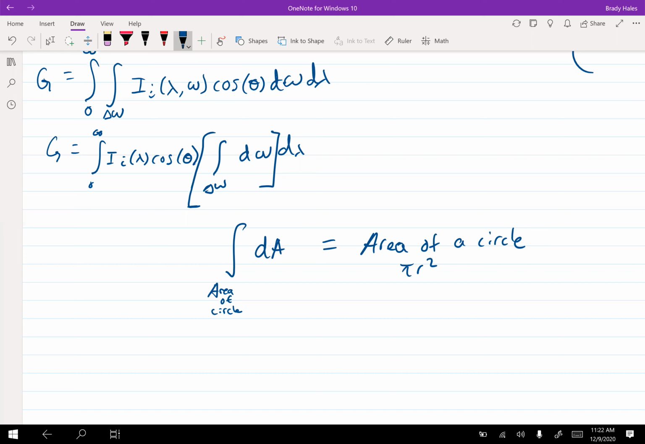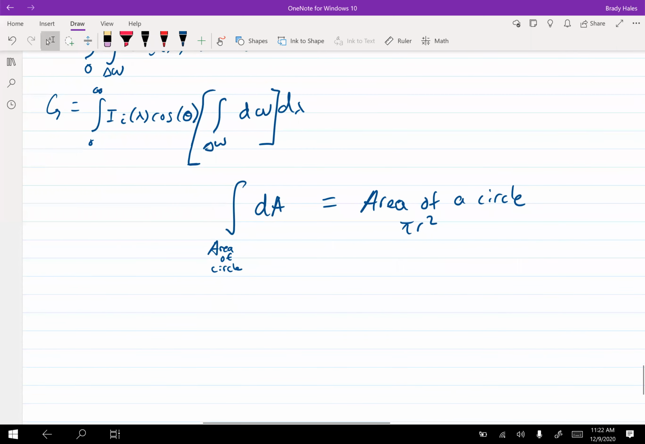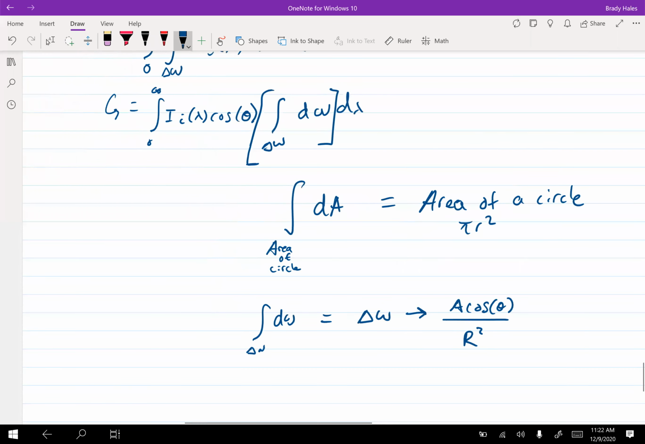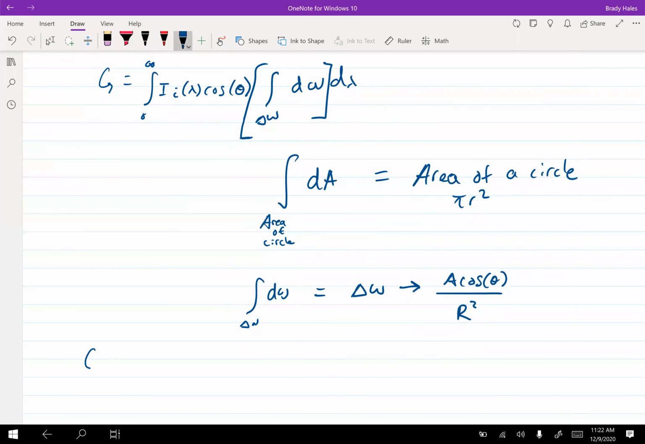So likewise, we're going to say the same thing. This bracketed integral is the finite solid angle. That is the result, right? So we're going to say the integral of d omega is equal to delta omega, right? And what's delta omega? That's the area times the cosine theta, because that's the definition of projected area, divided by r squared, distance squared.